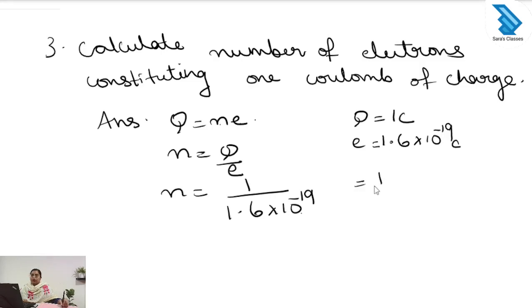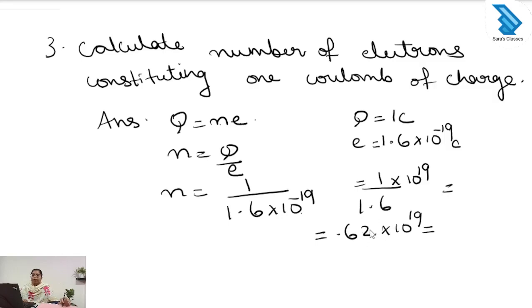So here 1 by 1.6 the power 10 raised to 90. Next we have to divide this 1 by 1.6. So we will get 0.62 into 10 raised to power 90. So when we are dividing this 1 by 1.6, we will get 0.62 into 10 raised to 90.